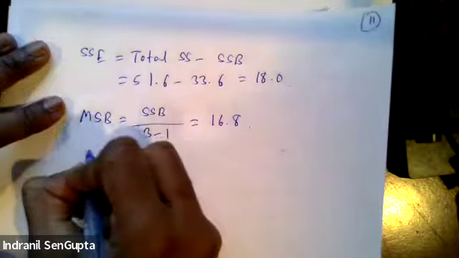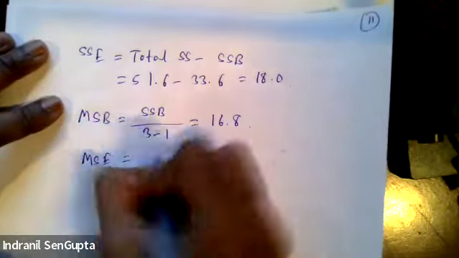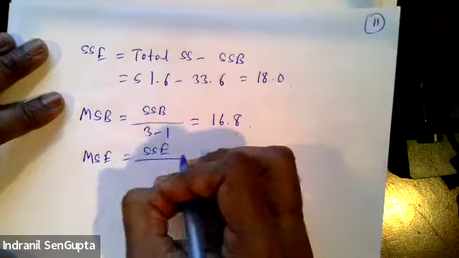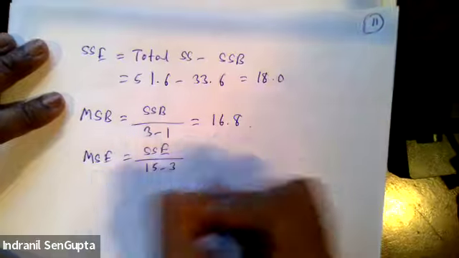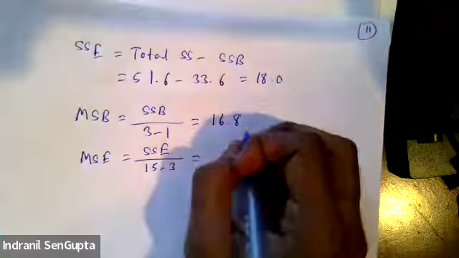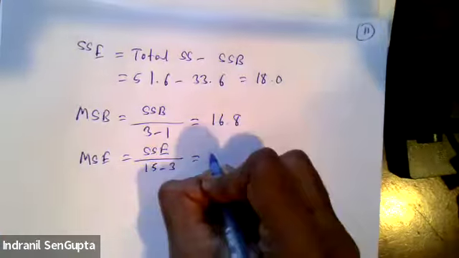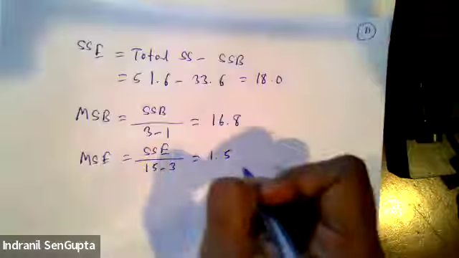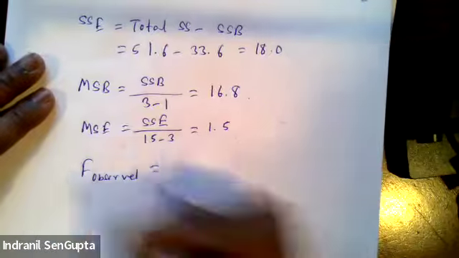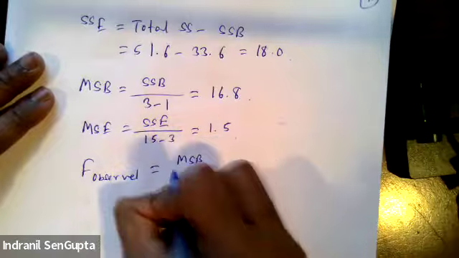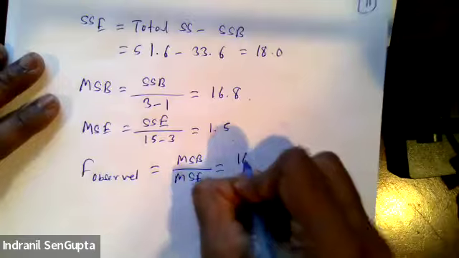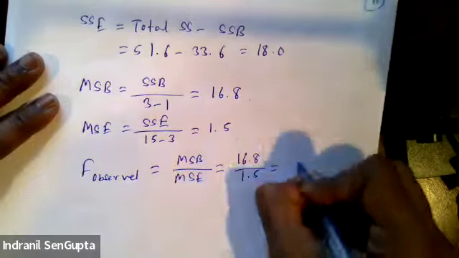And MSE is SSE over N minus B. So N is 15 minus 3, so it's SSE over 12, which is 18 over 12, which is 1.5. Okay. So F observed is MSB over MSE, which is 16.8 over 1.5, so 11.2.